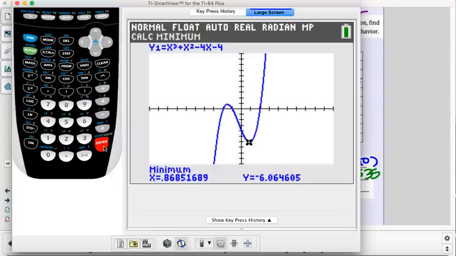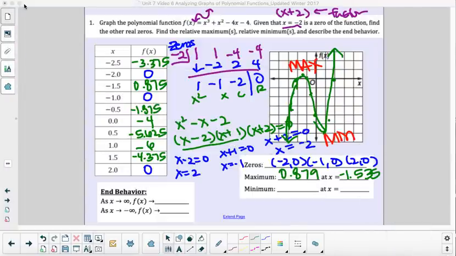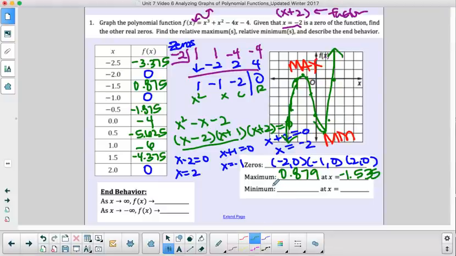So there's 3 clicks. There's my x value right here, and how low it actually goes from my minimum. So we're going to mark that on our sheet. So our min is negative 6.065, and it's at the x value of 0.869. Then the end behavior, the last thing we need to fill out. So as x goes to infinity, so as my x's get bigger, what's happening to my y's? They are going up, so it's going to infinity. And as x goes to negative infinity, so as my x's go to the left, my y's are going down, so that would be negative infinity.